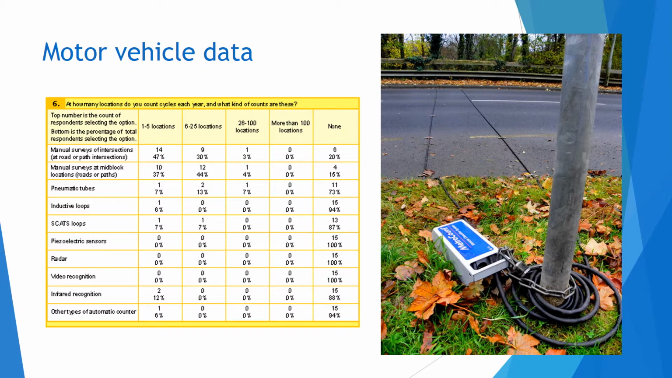Motor vehicle data is a lot easier to come by. So this table here shows the different types of recorders, and it says what is needed for different numbers of locations. Manual surveys is the top one. While it's easy enough to do this for a couple of locations, if you're monitoring lots of different places at once, that's going to be really expensive, paying somebody to sit out on the road and actually count traffic.